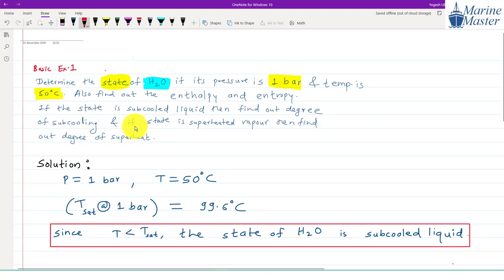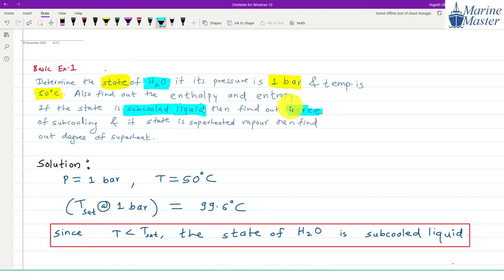Now after this discussion, what are they asking us here? See this question. If the state is subcooled liquid, then find out the degree of subcooling. And if the state is superheated vapor, then find out the degree of superheat. So now what is the state here? Subcooled liquid. And for the subcooled liquid scenario, what do we have to calculate?